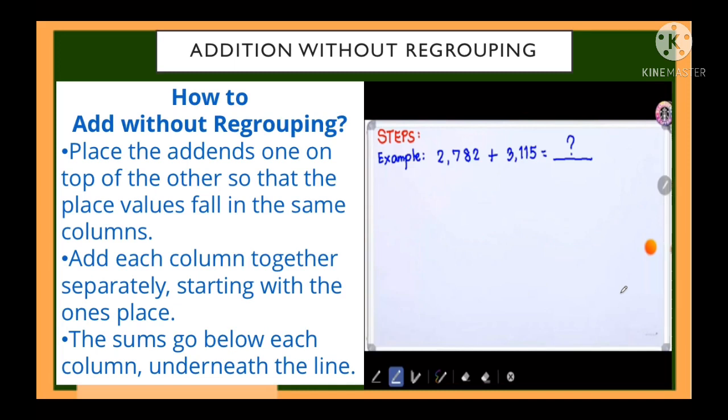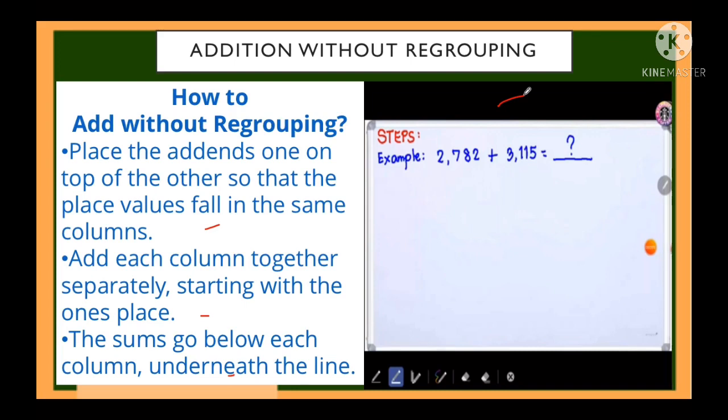Okay? So to understand more about the steps that I have read here, we have Teacher JP number 2 who will show you in the video how to do addition without regrouping. Alright? So listen well. So this is the process on how to add without regrouping.